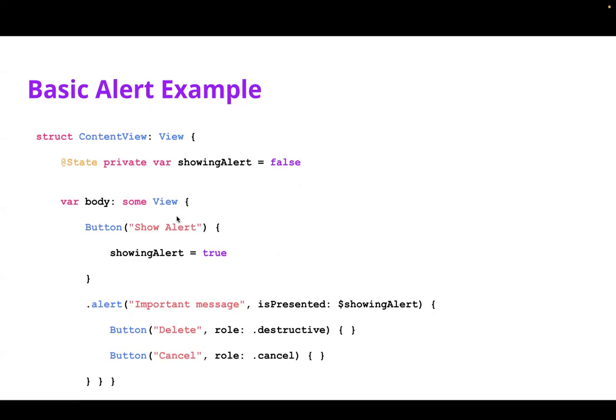Then inside of our view, we're defining a button called show alert. This means that when the user clicks this button, show alert, it'll set it to true. And then here we have our alert functionality, which says that showing alert is the variable we want to track. And then when it changes, we want to pop this alert up.